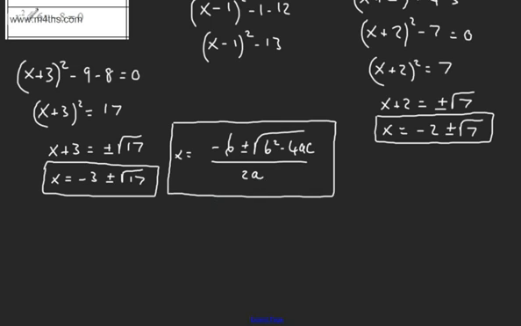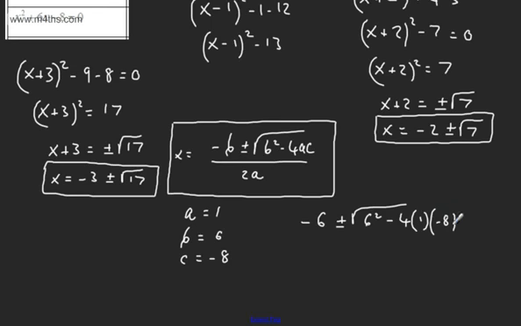So let's look. This is a quadratic in the form ax squared plus bx plus c is equal to 0. So we can see that the a term is 1. The b term is going to be positive 6. And the c is going to be minus 8. So all we would do now is put this in. So it would be minus 6 plus or minus the square root of 6 squared minus 4 times a times c, which is going to give us the value here. And we're going to put that all over 2a, which is going to be 2 lots of 1.